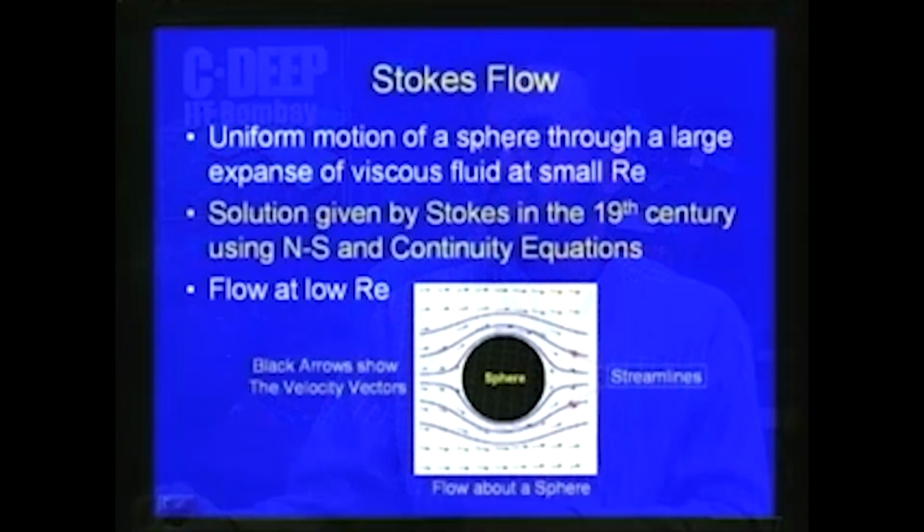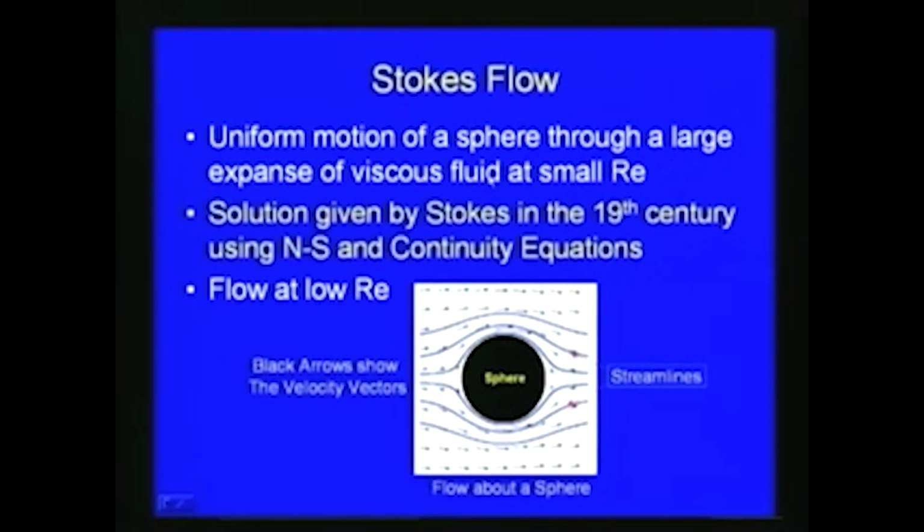Here, by using this creep flow theory, Stokes tried to solve starting from the Navier-Stokes equation. He approximated the Navier-Stokes equation in a simplified form, and then he got a solution by the end of the 19th century itself. So, Stokes flow deals with the uniform motion of a sphere through a large expanse of viscous fluid at small Reynolds number. As I mentioned, this can be used in the case of sediment settlement in reservoirs, or while dealing with dust particles in the atmosphere, we can use this Stokes flow theory.